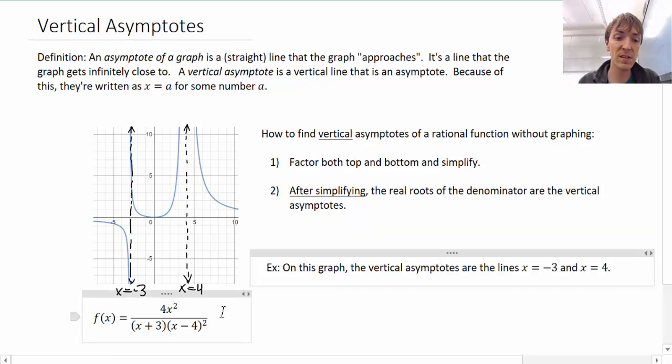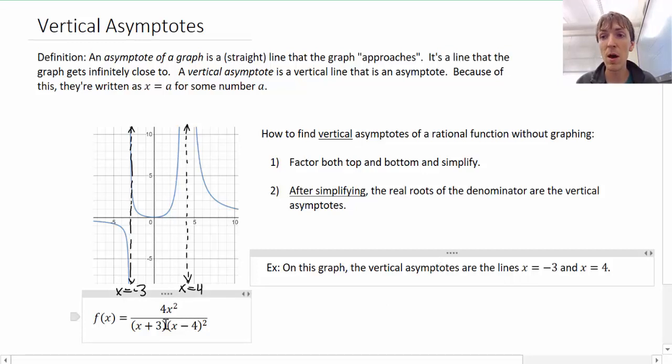Okay, now this is a simple example, and we're going to do a couple more examples at the very end of this video too. I've already factored it out. There's nothing to simplify because there's no common factors here. So I look at the denominator and I see, okay, what are the roots? Well, the roots are x equals -3 and x equals 4. And I make sure to write those as equations, x equals -3 and x equals 4, and those are my vertical asymptotes.